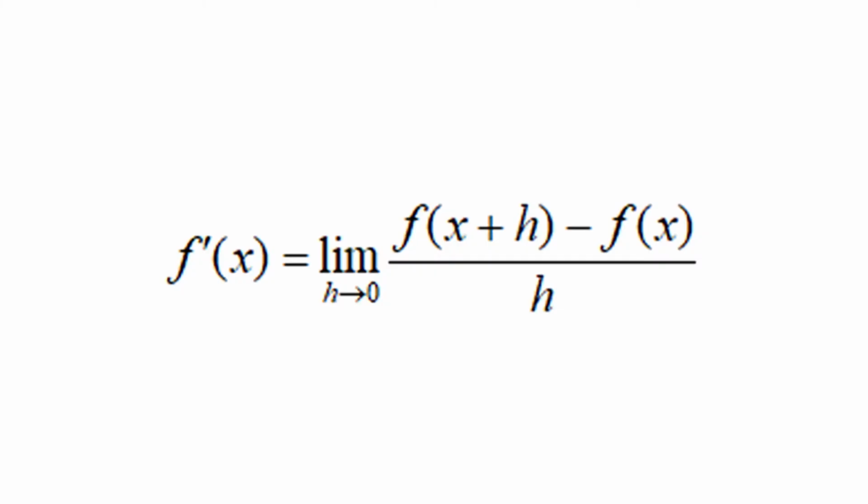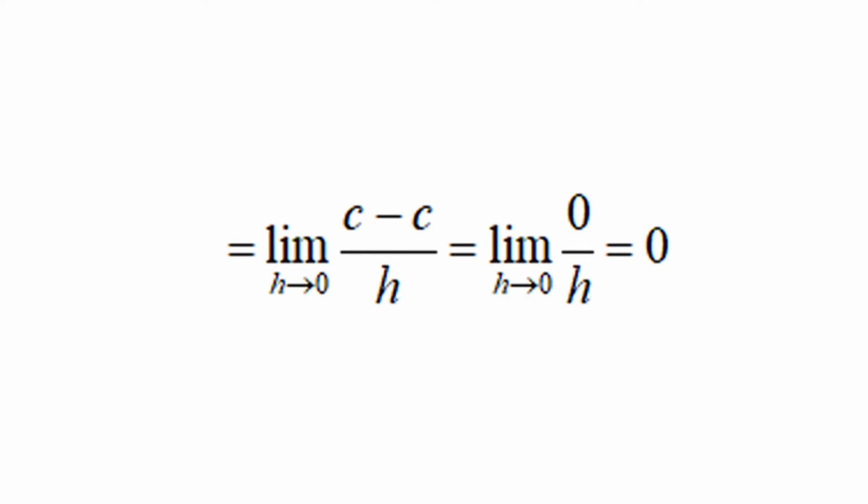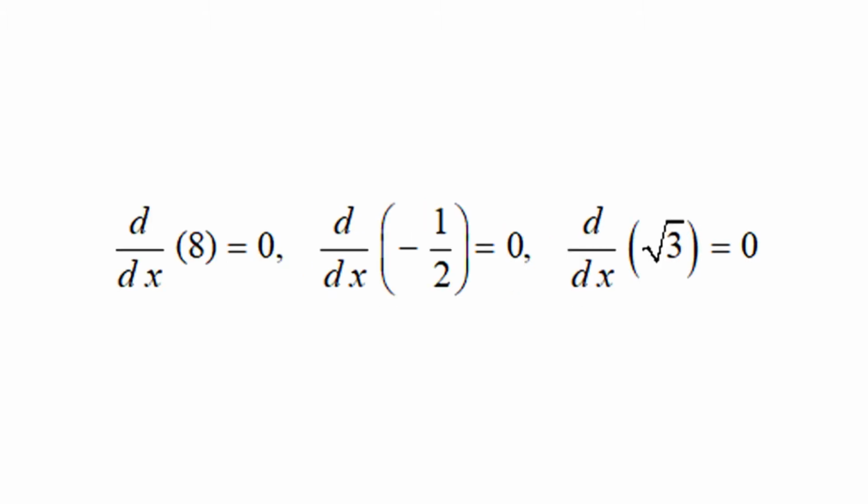With f of x equal to c, f of x plus h equal to c also, and f prime x equal to limit of f of x plus h minus f of x upon h as h approaches 0, which is equal to limit of c minus c upon h as h approaches 0, which is equal to limit of 0 upon h as h approaches 0, which is equal to 0. In particular, d upon dx of 8 equal to 0, d upon dx of negative 1 upon 2 equal to 0, d upon dx of square root of 3 equal to 0.